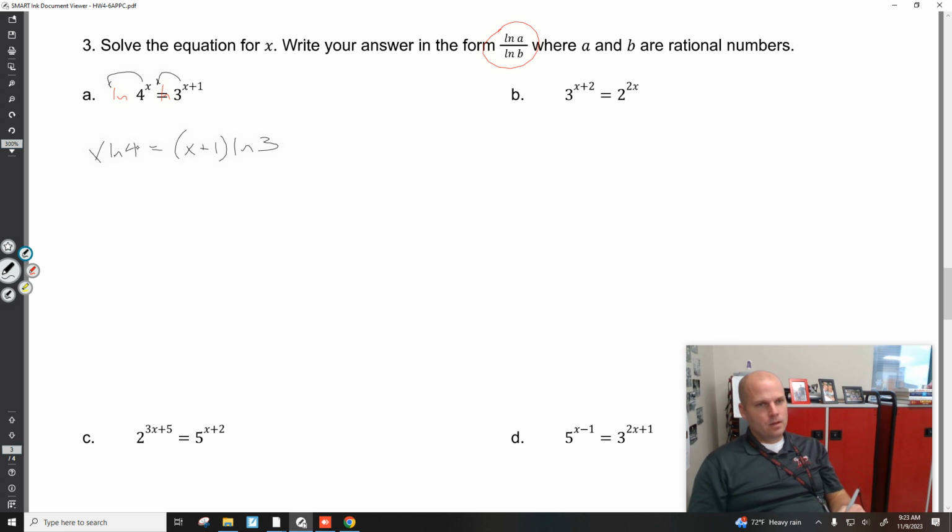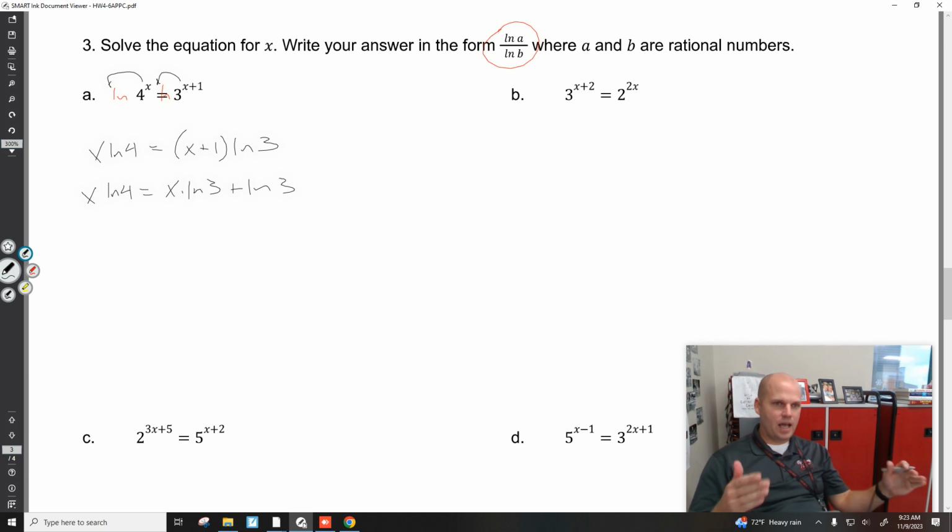Now, natural log of 4 is a number. The natural log of 3 is a number. I'm going to distribute this number into both of those. So I got x times the natural log of 4 equals x times the natural log of 3 plus the natural log of 3. I'm going to subtract this many x's from both sides.